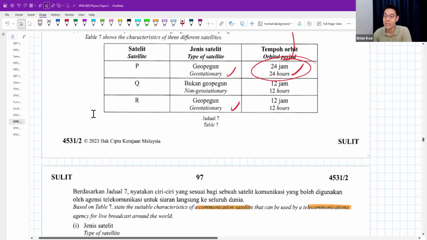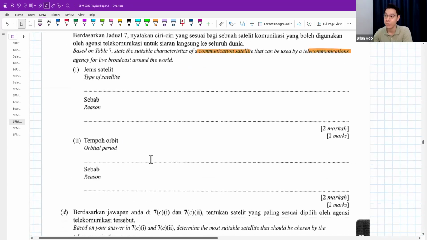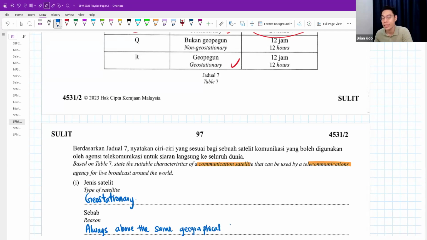That's how you are able to solve part B. Can. So answer is clearly P lah. We're definitely going to choose P. Okay. So type of satellite, geostationary. Just copy from the table. Don't need to change anything. Table right, geostationary, you copy. Reason, because it is always above the same geographical location. Always on top of KL, for example.